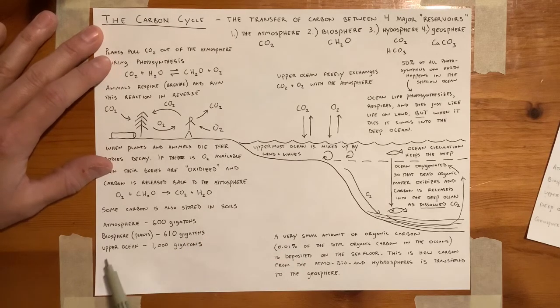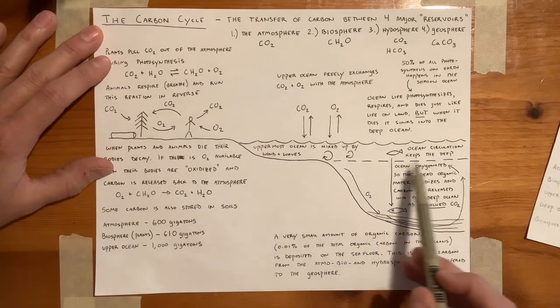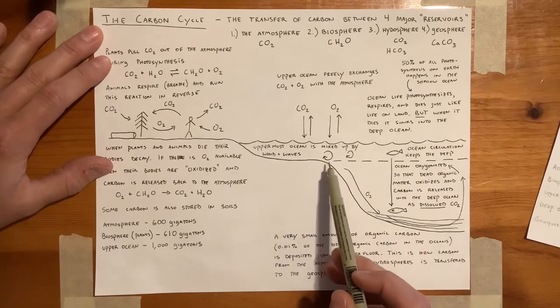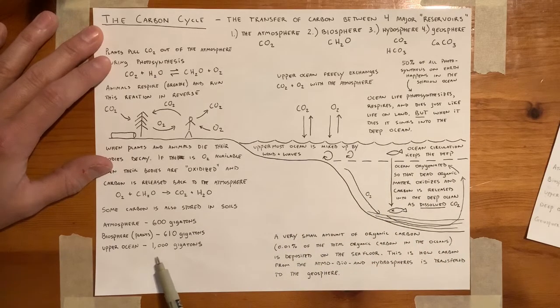It's estimated that the upper ocean, this part of the ocean that is mixed by wind and waves, contains about 1,000 gigatons of carbon. Okay, so that's 1,000 billion. Remember, 1,000 billion. It's a lot of carbon.